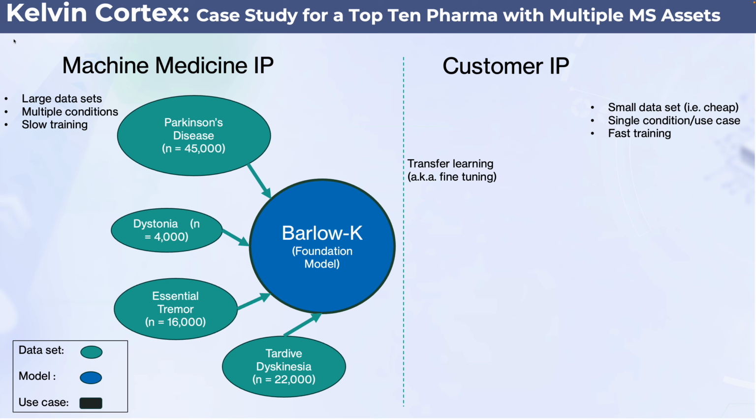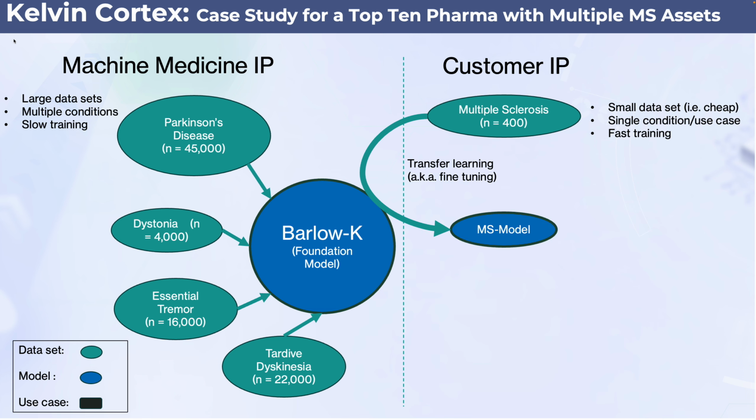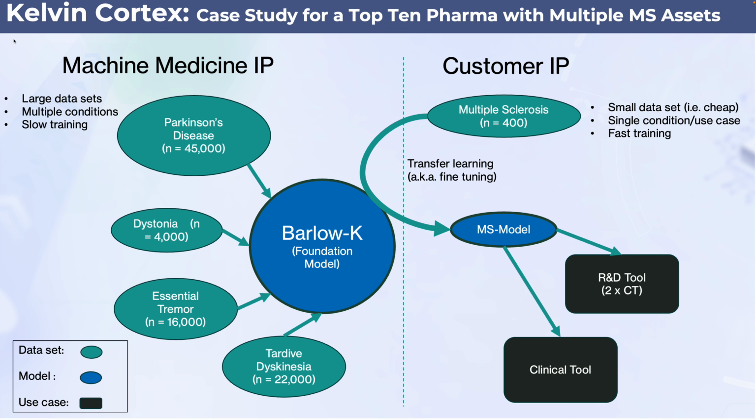And we then take that model, and we can provide it to the customer, who have a small data set in multiple sclerosis. And with it, they can fine-tune Barlow K in order to achieve a performant kinematic assessment model in multiple sclerosis, and they're going to deploy that into their clinical trials to use as an endpoint and a decision support tool in trial design and developing these therapeutics.